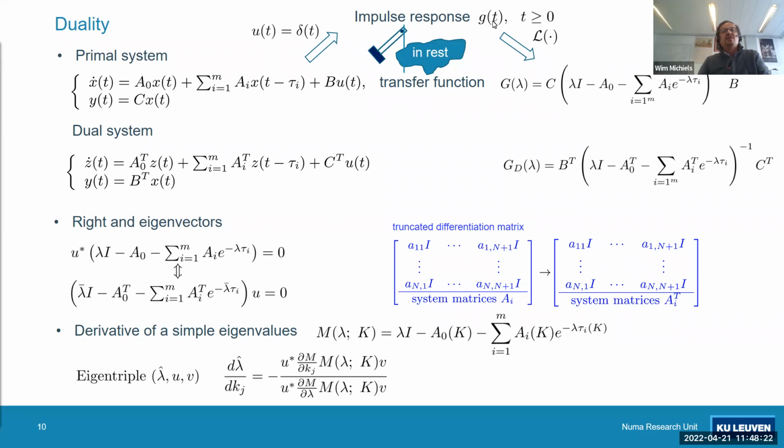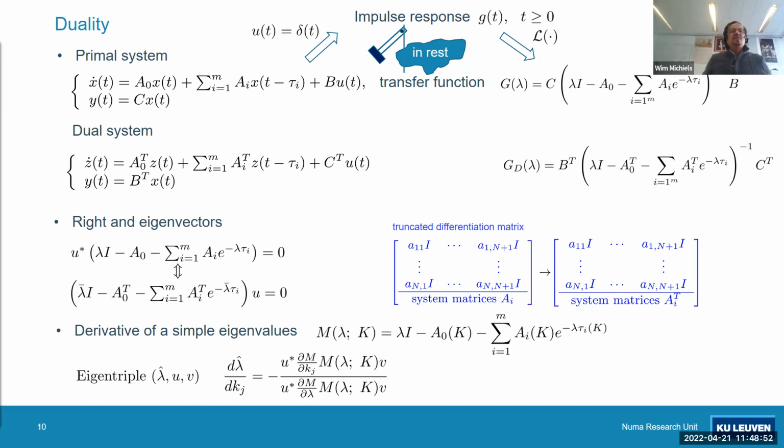So what's the impulse response? You assume that the system is at rest, and you take for the input a delta function centered at 0. In other words, you just initialize your initial state at B. Then you look at the evolution at the level of the output, and you get a function g of t, the impulse response. And when you put that in the frequency domain, you get the so-called transfer function.